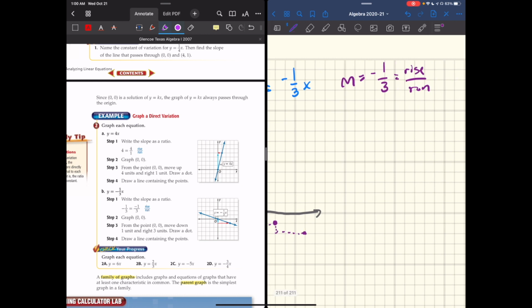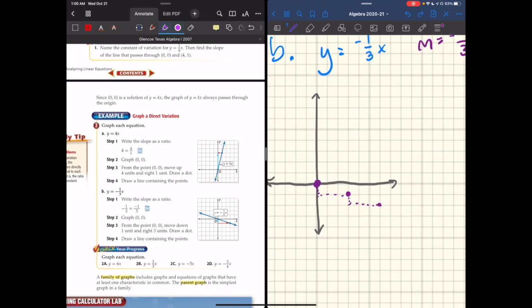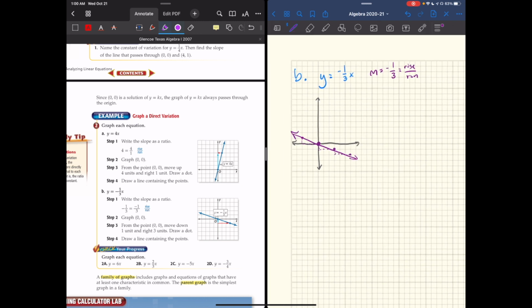Notice just because it's negative, I don't go down 1 and backwards 3, because that would be like two negatives canceling each other out. If I do want to go backwards 3, I would go backwards 3 and then up 1 to continue the pattern that way. And I connect the dots, and that's that. That is the graph of the line described by the equation y equals negative 1/3 x.